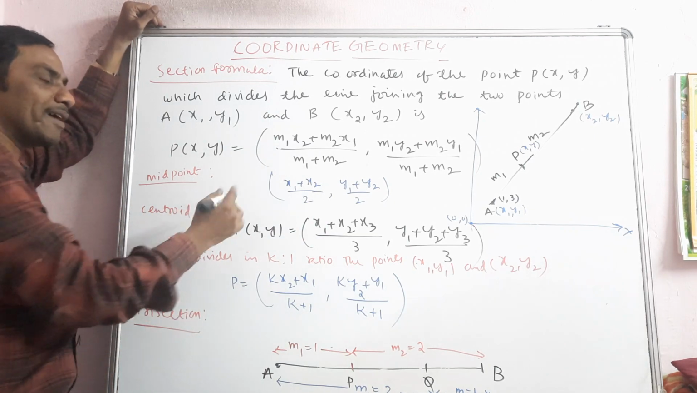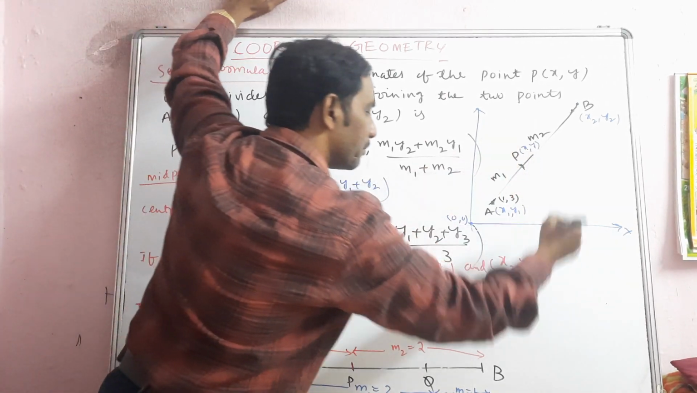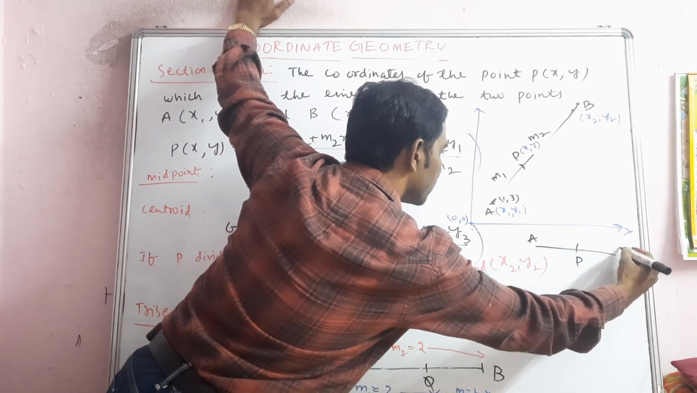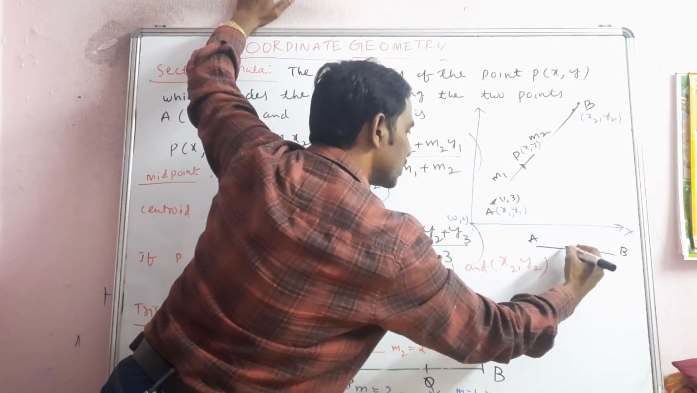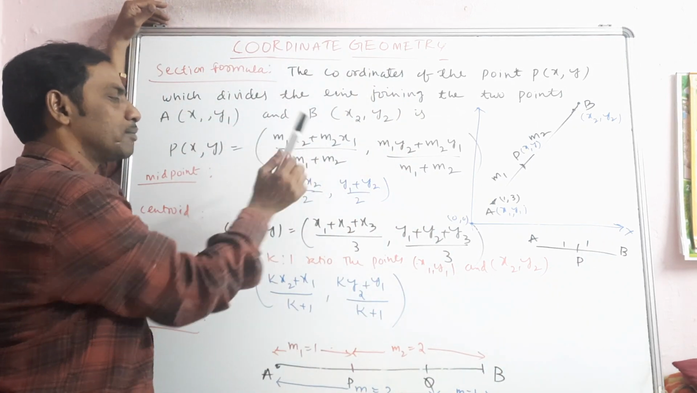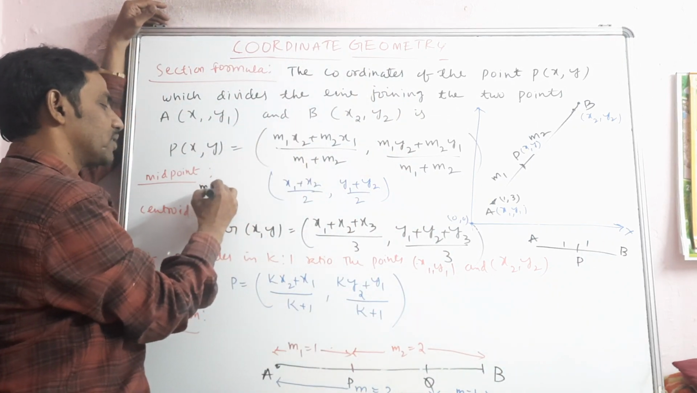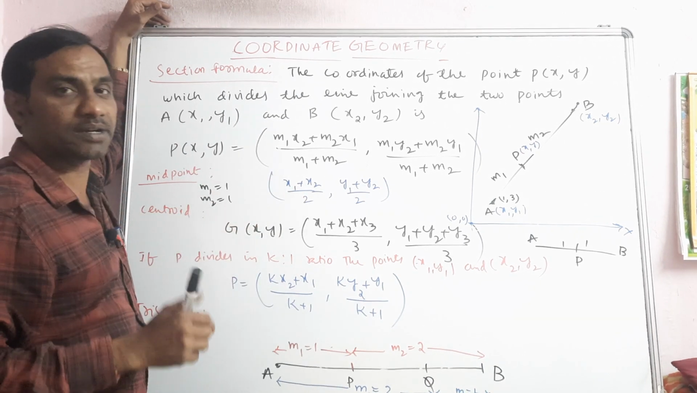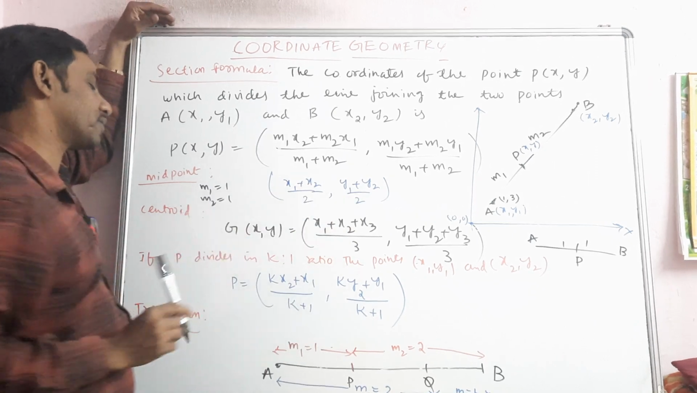And now, if the point P is the midpoint, with A and B at the ends, the ratio will be 1:1, equal. So in place of m1 and m2, if you substitute 1 and 1, you will get the midpoint formula, that is x1 plus x2 by 2 comma y1 plus y2 by 2.